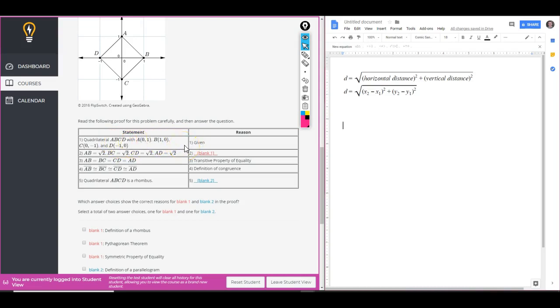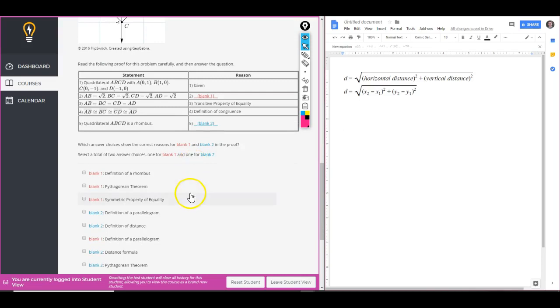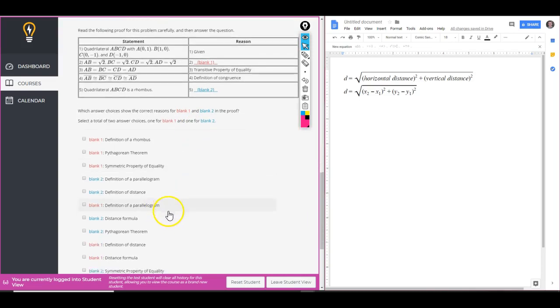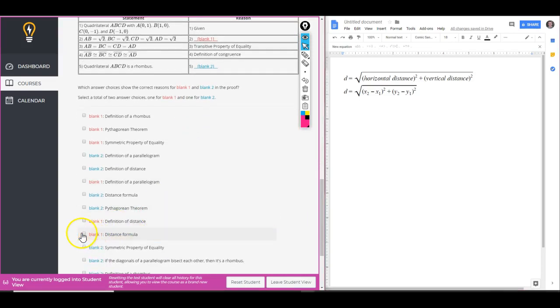This is how I would answer it. I would go to the blank one. Since it's a reason, I would look at the statement. So distance of AB is equal to the square root of 2. Distance of BC is equal to the square root of 2. Distance of CD is equal to the square root of 2. And distance of AD is equal to the square root of 2. Since it's listing that the distances of those side lengths are square root of 2, blank one has to be the distance formula. So I'm looking for blank one, distance formula.